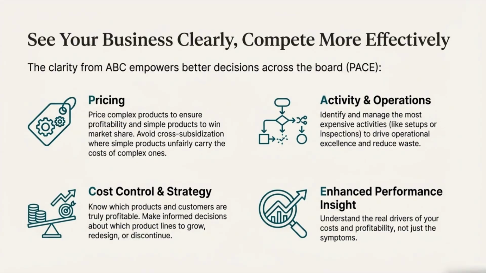C is for cost control and strategy. You finally know which products and customers are truly profitable. You can make informed decisions about which product lines to grow, which to redesign, and which to discontinue. Strategy based on accurate data, not guesswork.